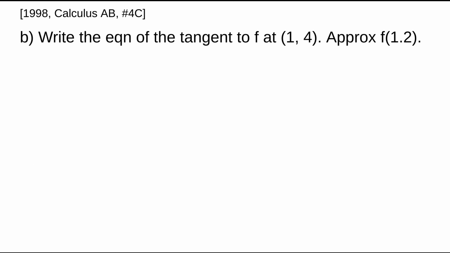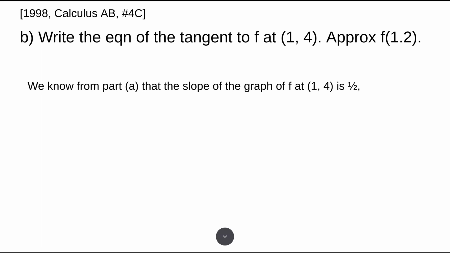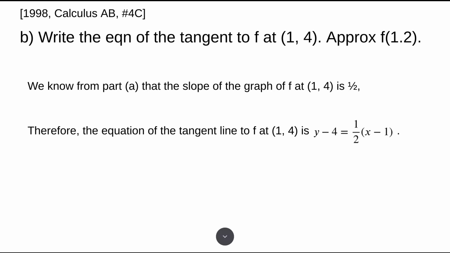In part B, we are asked to write the equation of the tangent line to f at the point 1, 4, and use it to approximate f of 1.2. So we just found that the slope of the tangent line was going to be 1/2 at 1, 4, and we know the x and the y coordinates at the point we're interested in, so we can just write this equation in point slope form, and we get y minus 4 equals 1/2 of x minus 1.